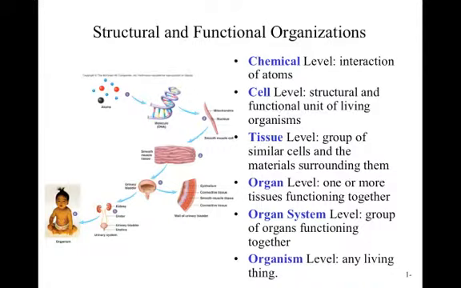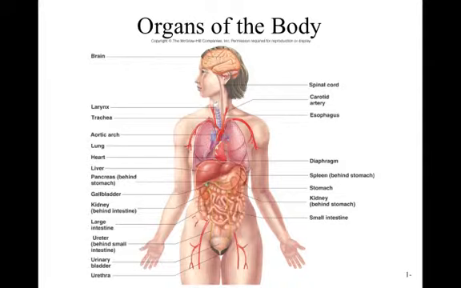The tissue level is when similar cells and the materials surrounding them come together to form tissue. Then those tissues come together to function as one in an organ. Then those organs function together to have a similar outcome, and all those organ systems coming together creates the organism. So this is just a picture of some major organs, but they're split into systems. So let's look at those systems.